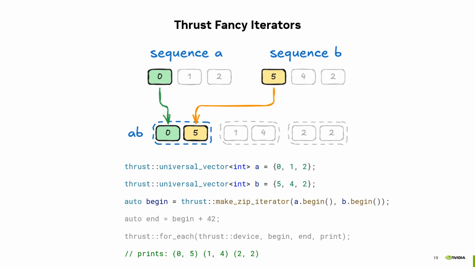Now let's take a look at an example using Thrust Make Zip Iterator. We have two thrust vectors, A and B. The first one holds 0, 1, 2, and the second holds 5, 4, 2. We then call Thrust Make Zip Iterator A begin, B begin, to create an iterator that pairs up elements from both vectors. The element at index 0 of A is zipped with the element at index 0 of B, and so on. That gives us a sequence of pairs like 0, 5, 1, 4, 2, 2.